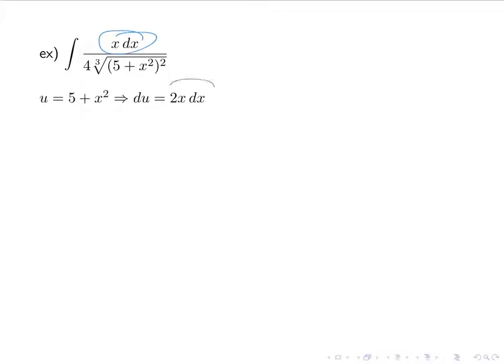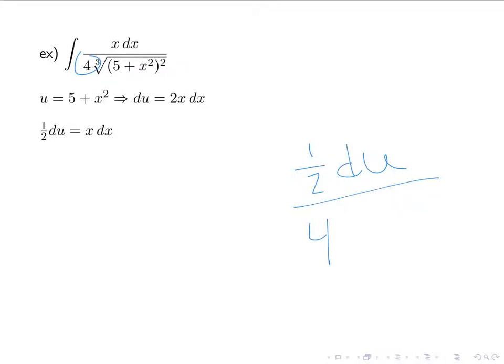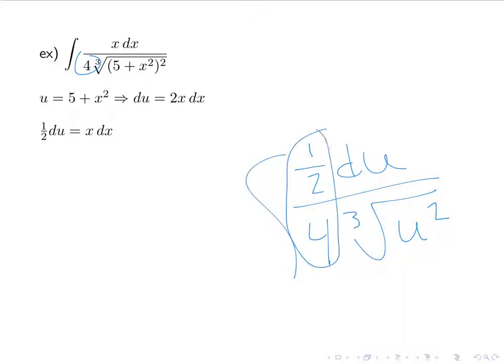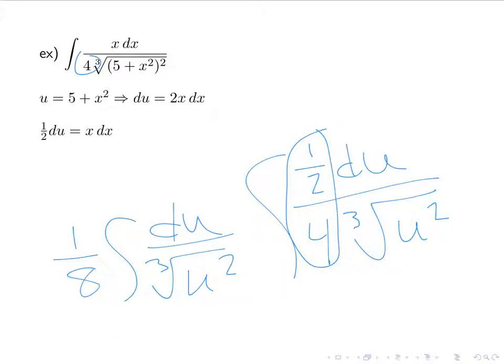I have x dx and 2x dx. I want to get rid of that 2, so I'm going to divide both sides by 2 and get 1/2 du equals x dx. So I'm ignoring that 4 in the denominator for just now, but we'll bring that back in. Okay, so when I start doing my substitution, my numerator becomes 1/2 du. Then I have the 4, then I have the cubed root, then I have u squared. I'm going to simplify my 1/2 over 4. That's going to become 1 over 8, and that's going to bring that outside of my integral. And then I still have du over the cubed root of u squared inside the integral.